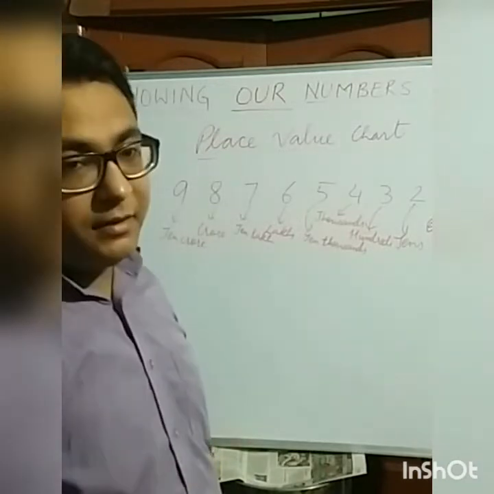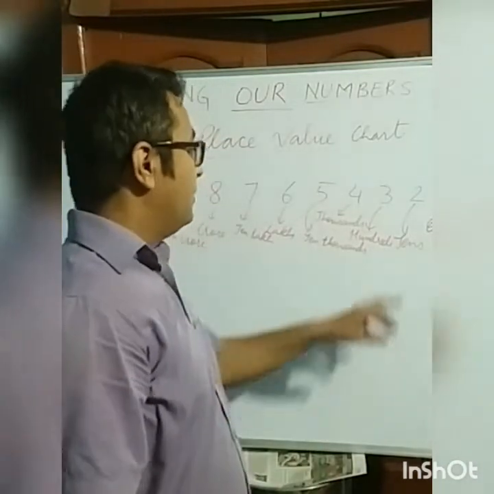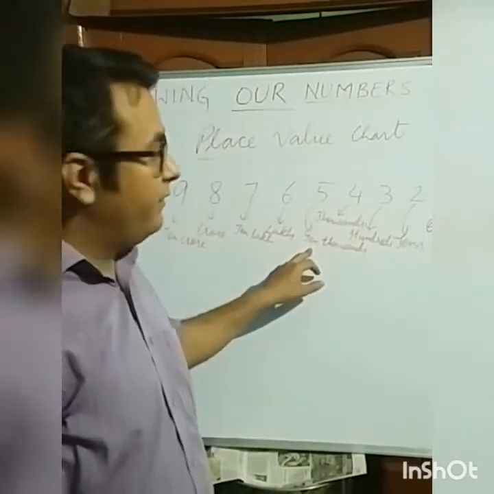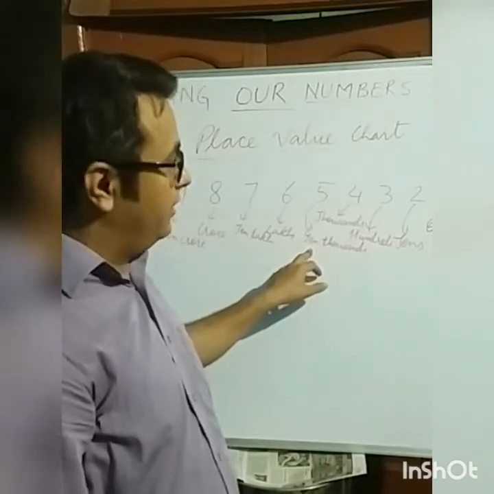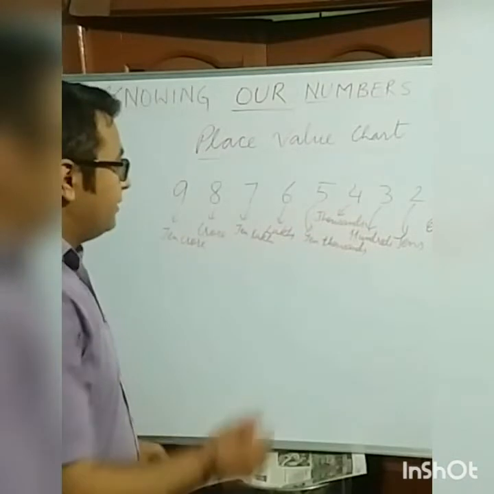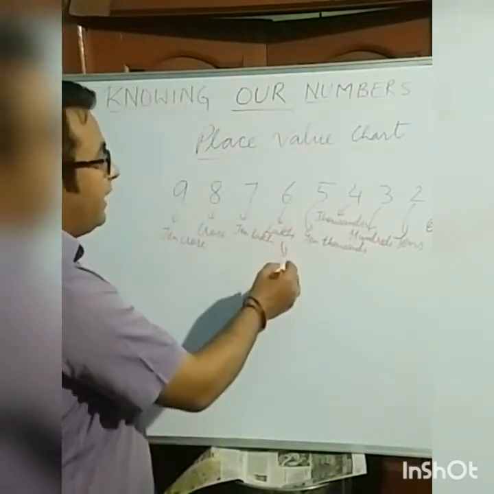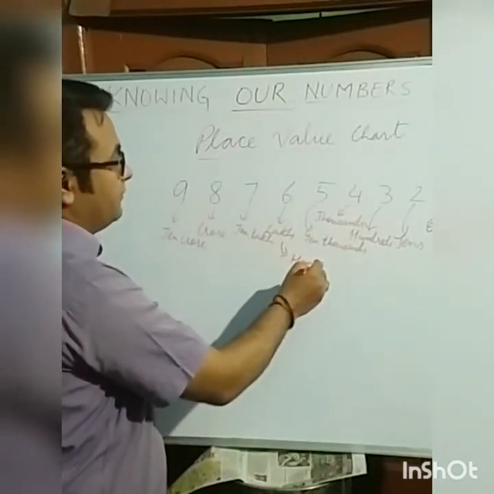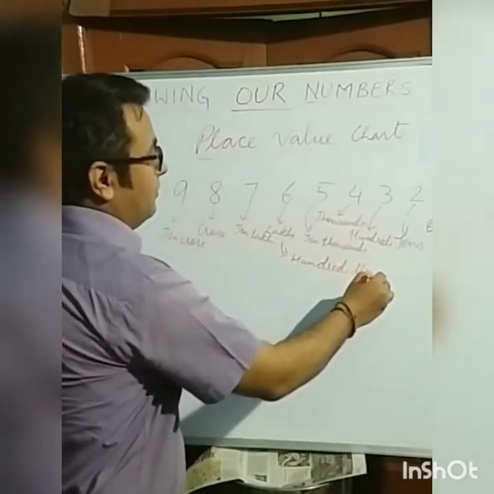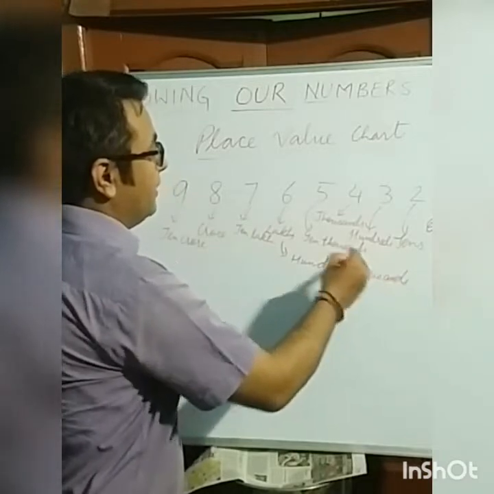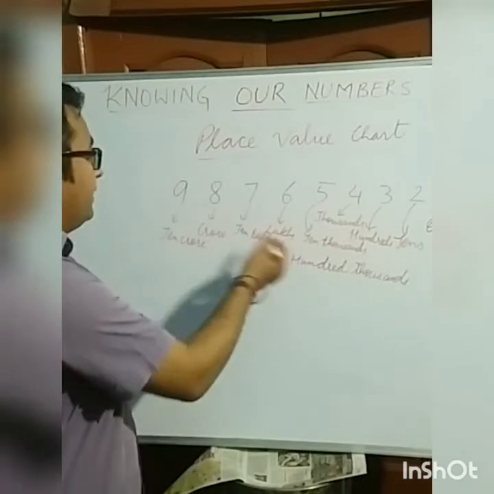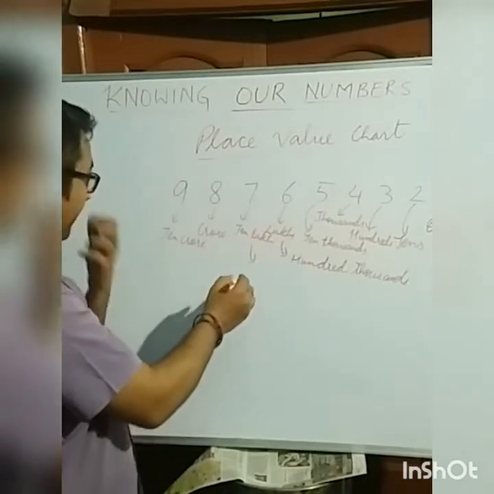But in the international system, the place value remains the same till 10,000s. Like ones, tens, 100, 1,000, 10,000. But after 10,000, this lakh becomes 100,000. So in the international system, there is no lakh. We call it 100,000. Then 10 lakh is called million.